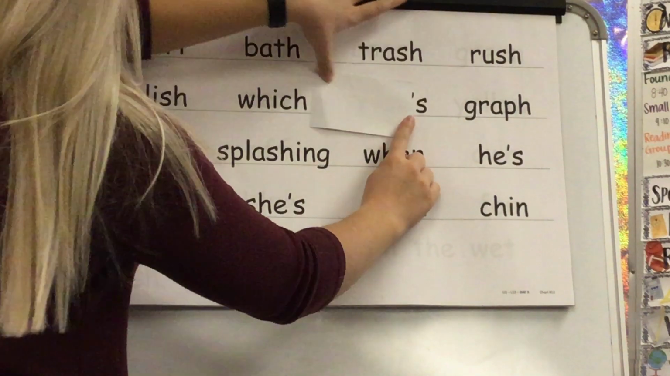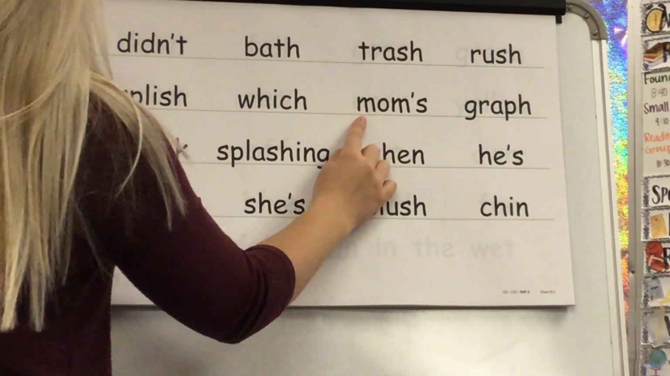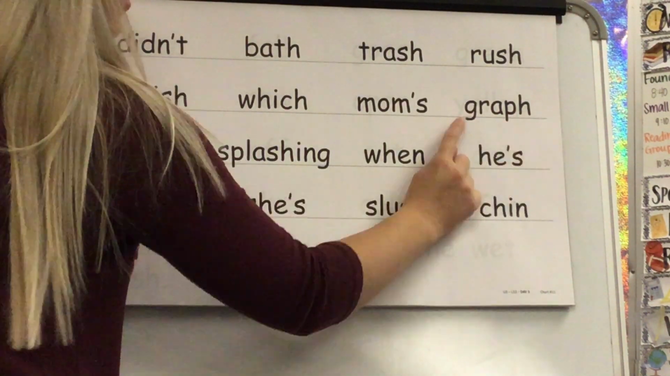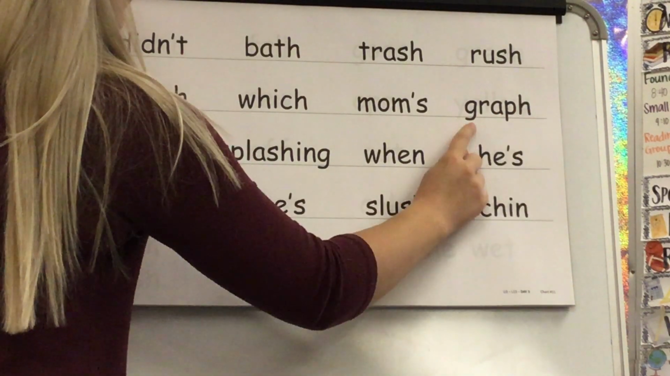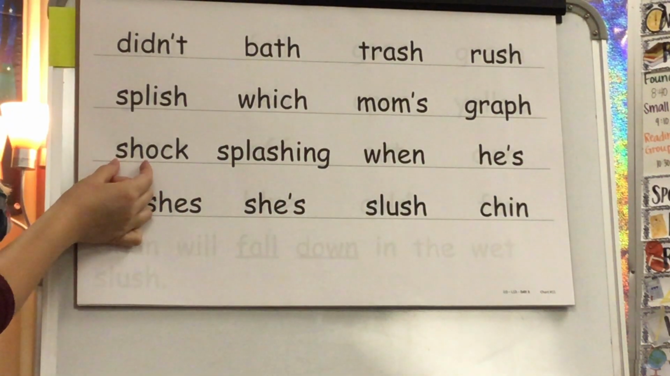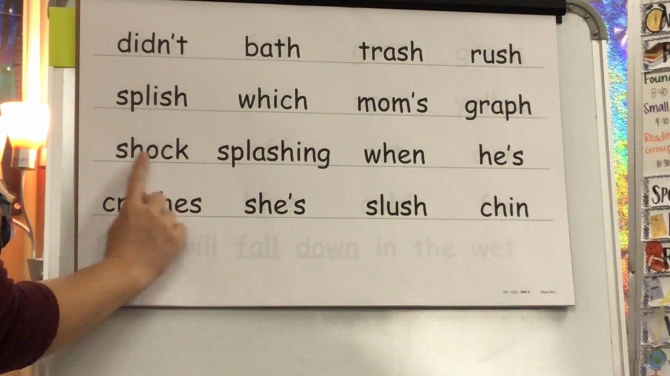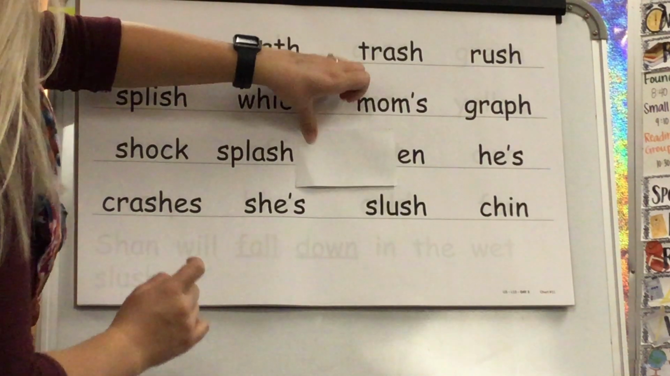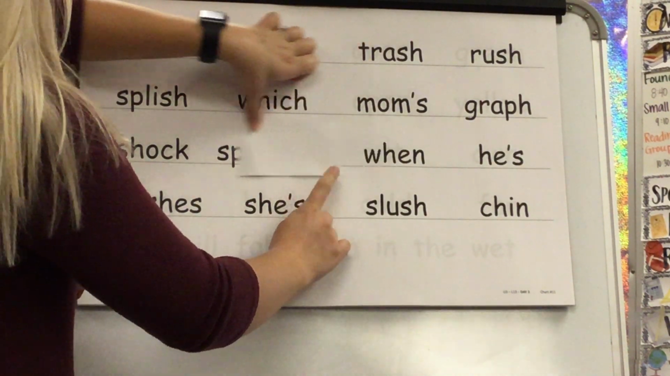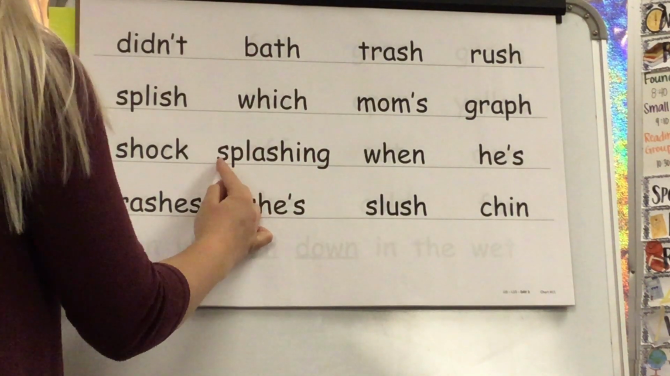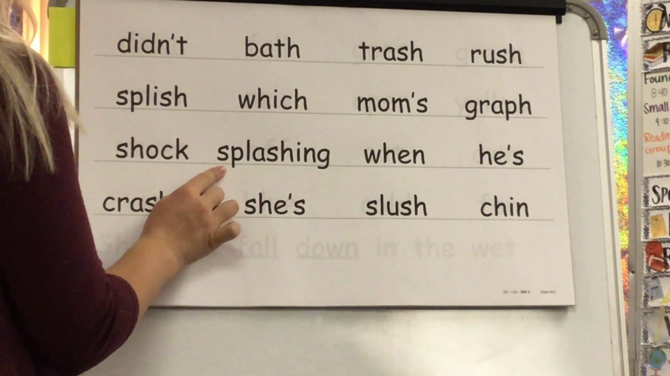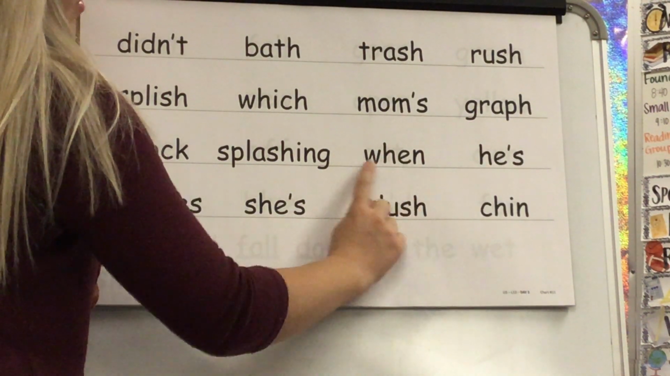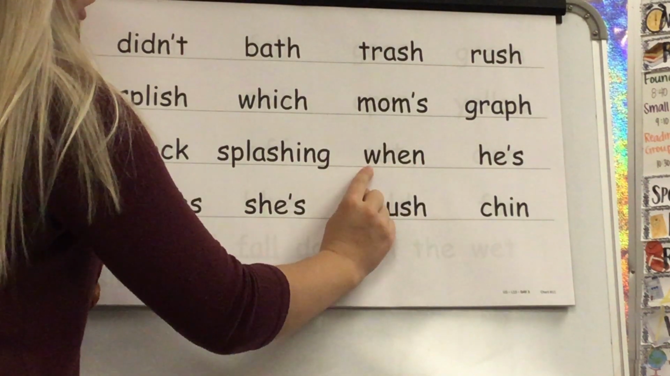Word, mom. Sound, s. Contraction, mom's. Sound, f. Blend, graph. Word, graph. Sound, sh. Blend, shock. Word, shock. Word, splash. Ending, ing. Blend, splash, ing. Word, splashing. Sound, wh. Blend, when. Word, when.